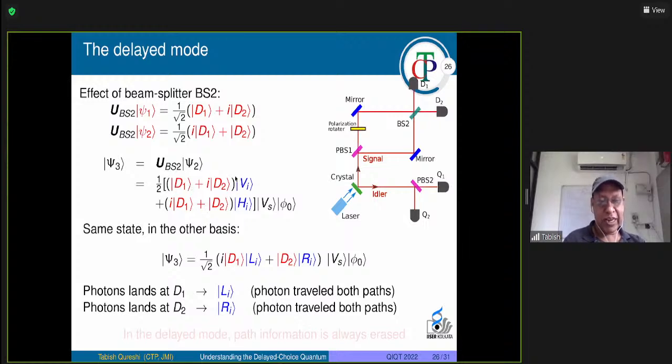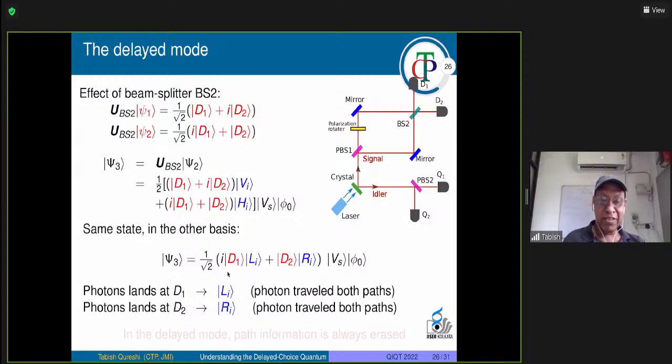You might want to write this V and H in another basis. When you write this in terms of L and R states, you get this very simple state psi3. So this will be the state when the particles land here, in correlation with what is happening to the polarization of the idler photon. So now you see that this looks very simple, but it is very profound.